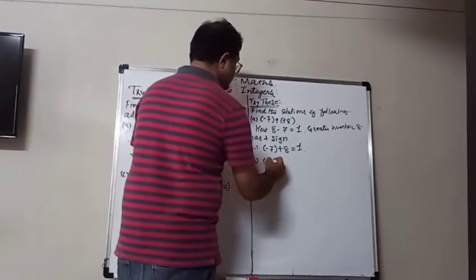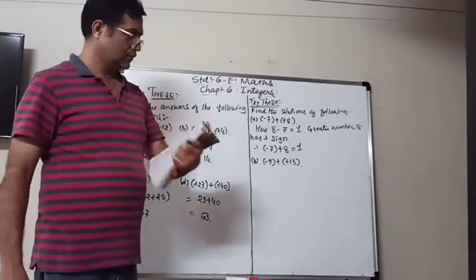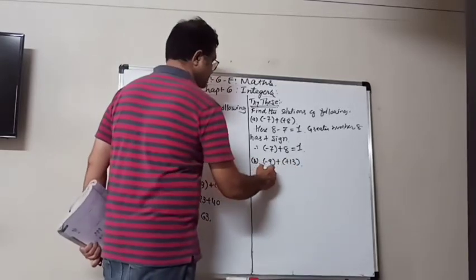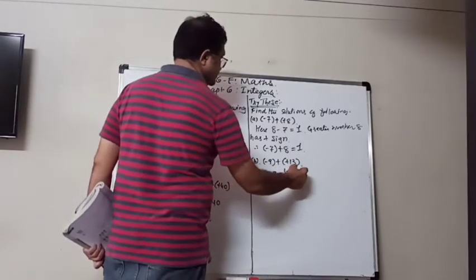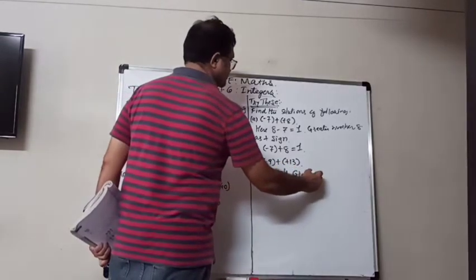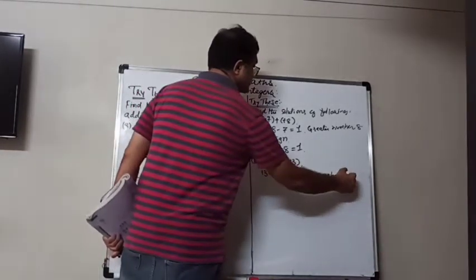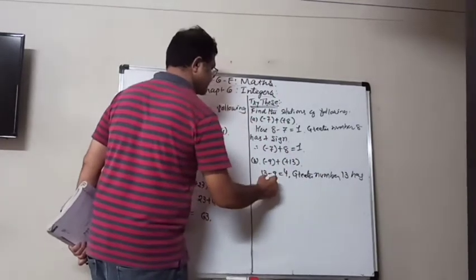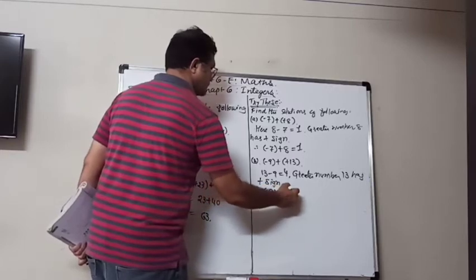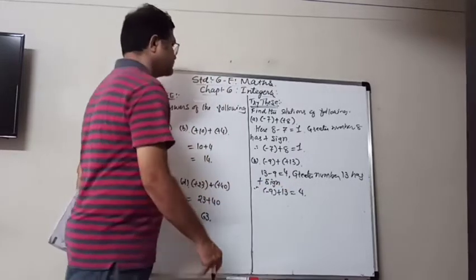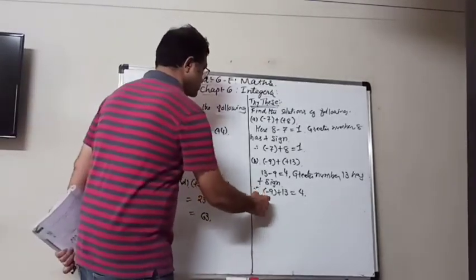Minus 9 plus 13. So here the greater number is 13. 13 minus 9 is 4. The greater number 13 has a plus sign, and therefore minus 9 plus 13 is equal to either plus 4 or only 4 also you can write.